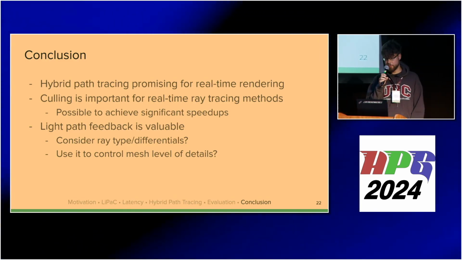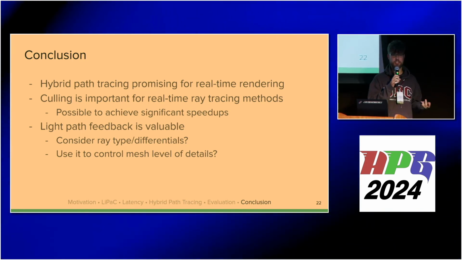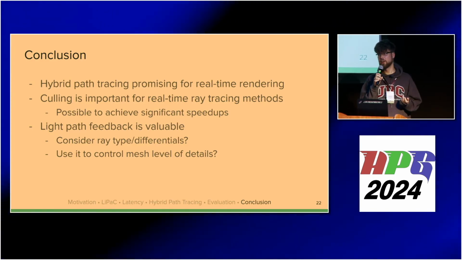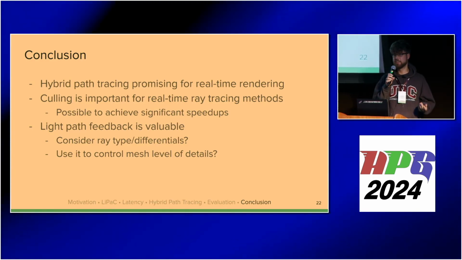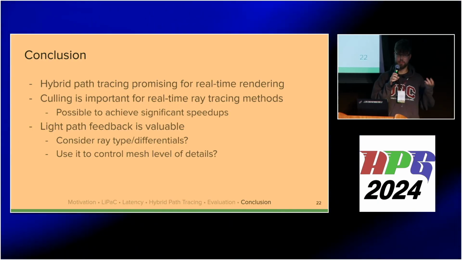And then furthermore, I think we could use this information to drive a lot more decisions during path tracing. For instance, when an object does not get hit a lot, it doesn't really need a high level of detail, right? So this decision can probably be driven by that information as well.